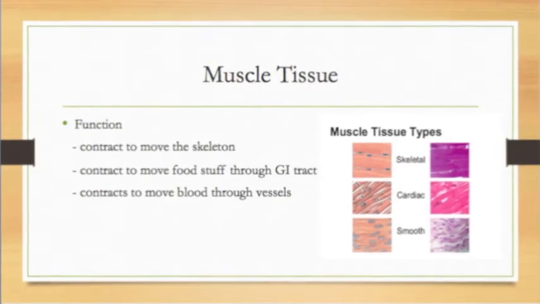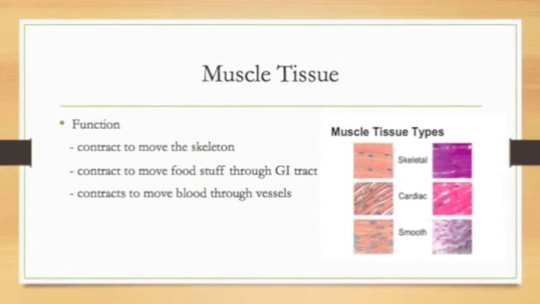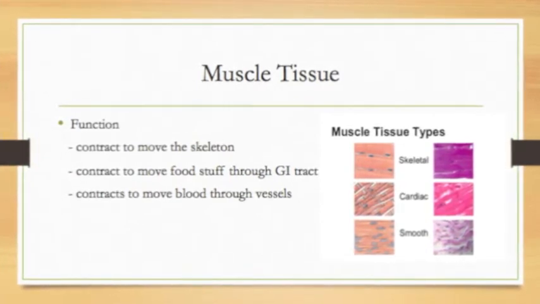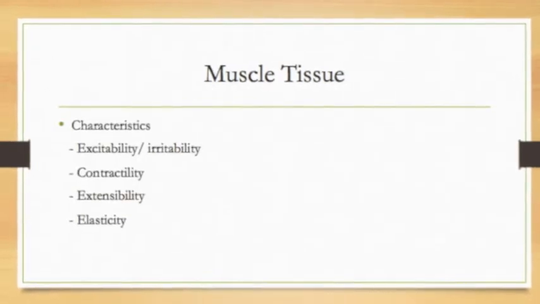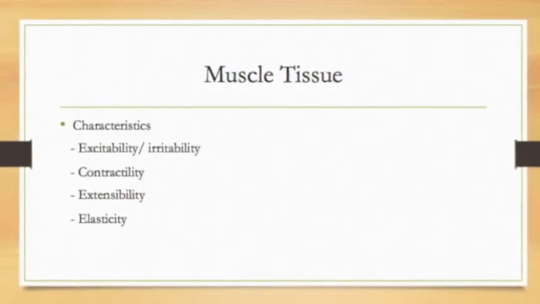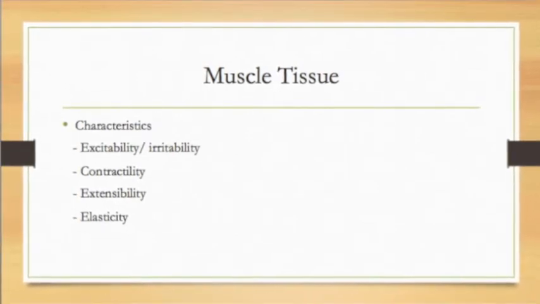Functions of muscle tissue. It contracts to move the skeleton, contracts to move stuff through the GI tract, and contracts to move blood through vessels. Muscle tissue characteristics: excitability and irritability, contractility, extensibility, and elasticity.